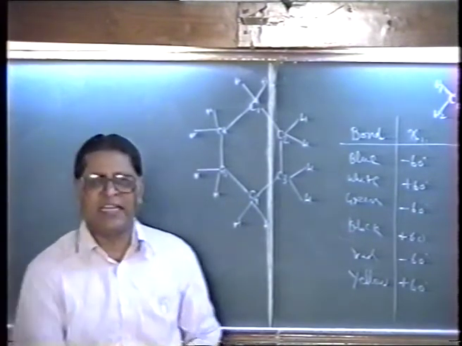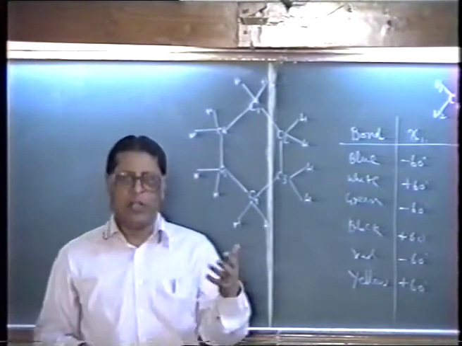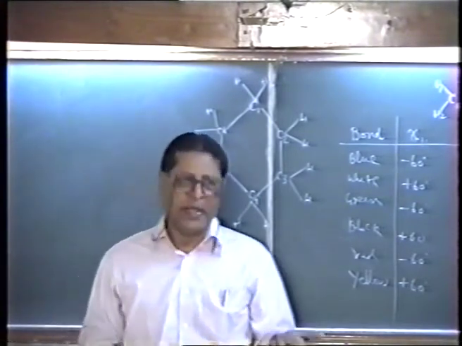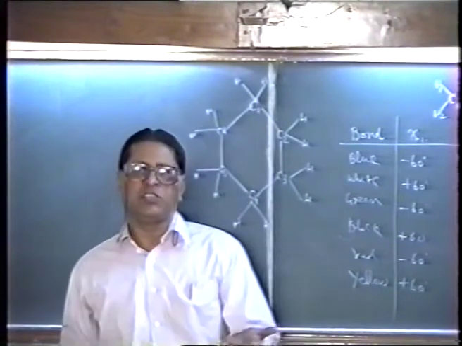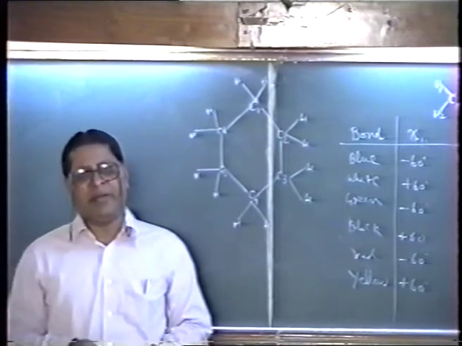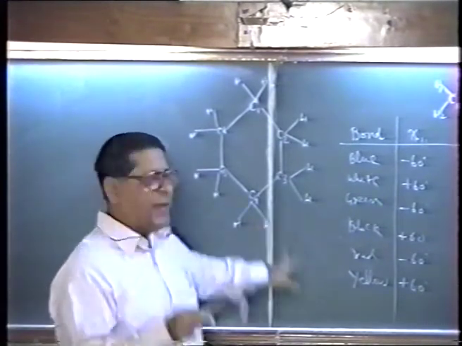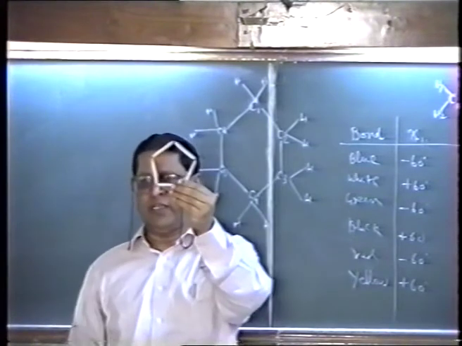Now the other member, which again takes importance in biomolecules, particularly in nucleic acids, and also in some side groups of amino acids, is the 5-member ring. As I said, the planar form of the 5-member ring, let us say, looks like this.